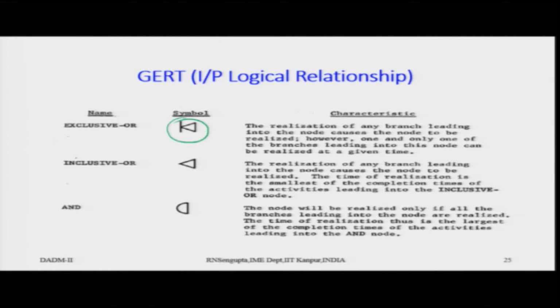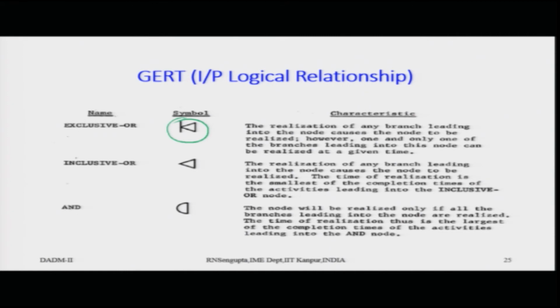Inclusive OR would be the triangle only. The realization of any branch leading into the node causes the node to be realized. The time of realization is the smallest of the completion times. So, consider there are different time periods, you will take the minimum of them.